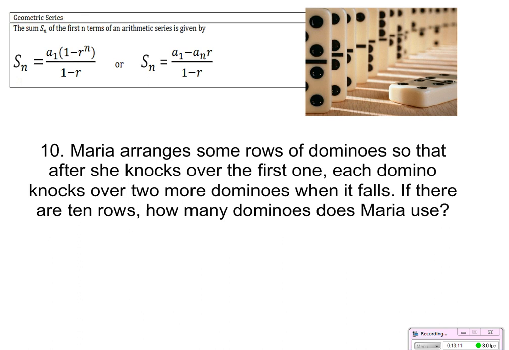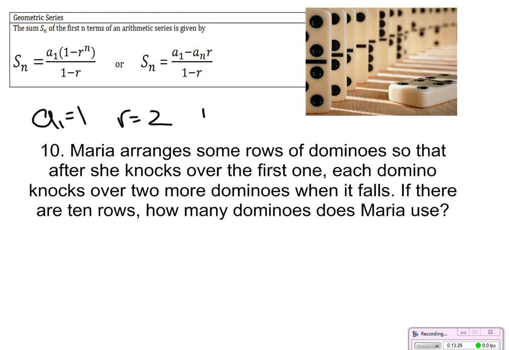So Maria arranges some rows of dominoes so that after she knocks over the first one, each domino knocks over two more dominoes when it falls. If there are 10 rows, how many dominoes does Maria use? So first one, then it starts doubling over and over again. So r is going to be 2. My first term is going to be 1 because there's one domino. I know that n is going to be 10.